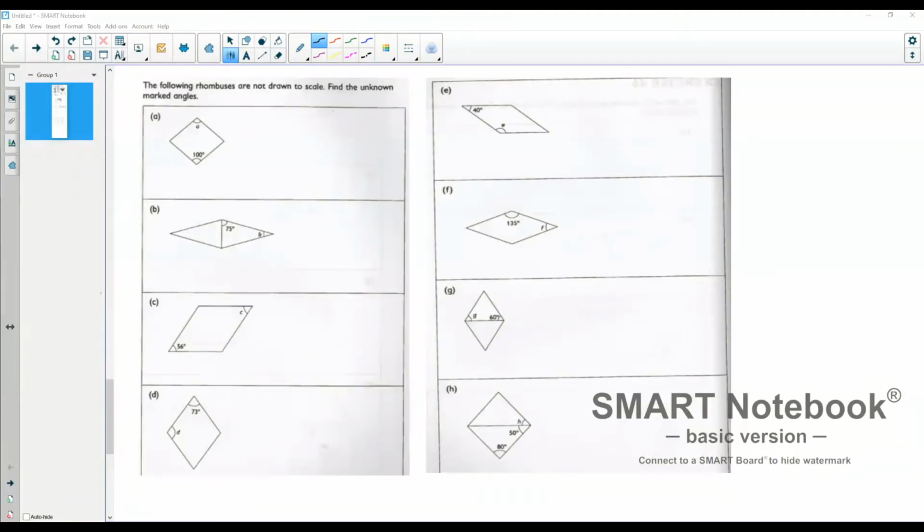Trapezoids are relatively easy. I'll wait for a few more answers and then we'll move on to the next one.